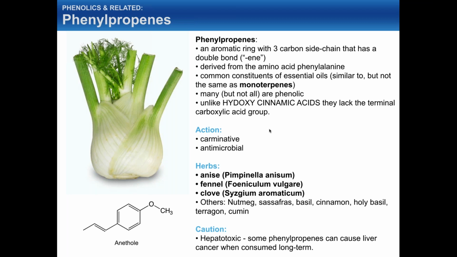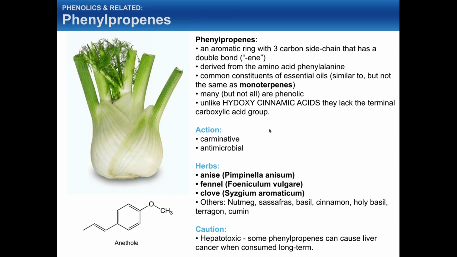Phenylpropenes are going to be rich in a number of the spices you have in your kitchen. Anise and fennel, you can eat the seeds that are rich in it. Also the vegetable itself, if you roast it up, has a small amount of the aromatic oils and a nice pleasant smell to it. Clove is rich in these compounds as well. Basil, cinnamon, tarragon, cumin, nutmeg, sassafras as well, but you probably don't really know sassafras.